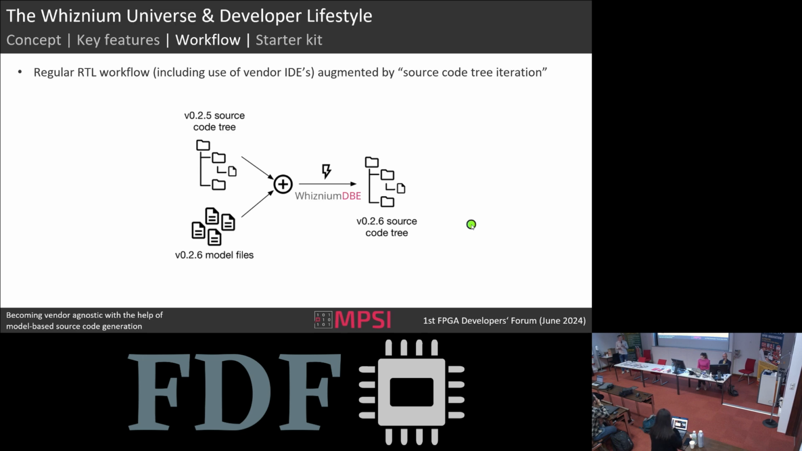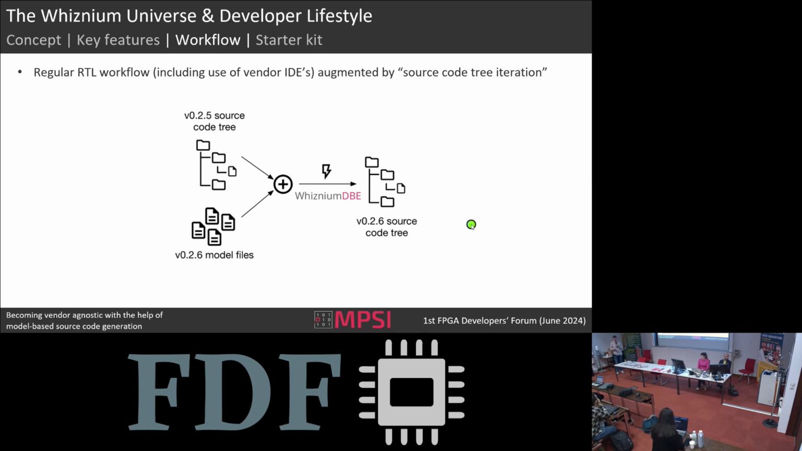The thing that is added to your developer workflow is what I call source code tree iteration. It is shown here. If you think of a regular source code generator, usually you have the input to your source code generator, you change a parameter in there, you run the source code generator, and you get an output, and that's it. That is, of course, very disadvantageous if you have a huge project with many modules and the source code generator just overwrites everything. So that is not the case here.